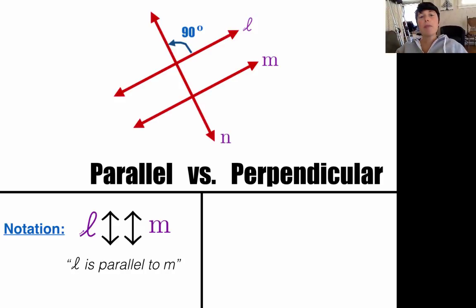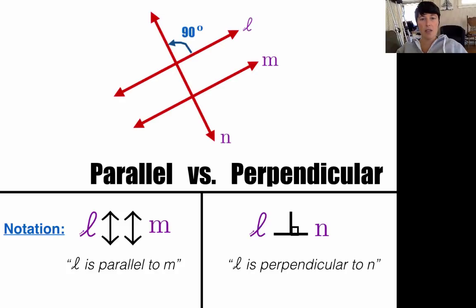If something's perpendicular, here's the symbol that we use for perpendicular lines. It looks like an upside down T with a little box in the corner. And that symbol means perpendicular. And in our picture, we have line L is perpendicular to line N. So L is perpendicular to N, and when you read it out loud, that's how you say it. L is perpendicular to N. So there's a little notation for you.